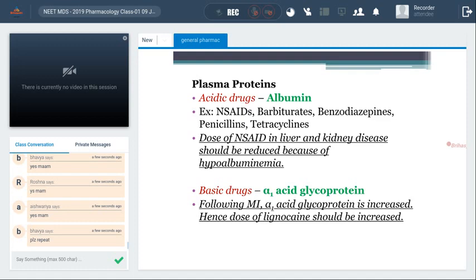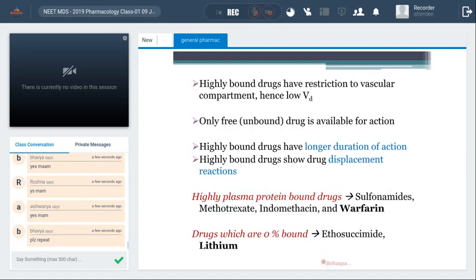It is just like that because alpha-1 acid glycoprotein will be more. Whatever basic drug you give, everything will go and bind to alpha-1 acid glycoprotein. There's very little free form to produce an effect. There is no effect at all. So we have to increase the dose. So, some of the concepts.